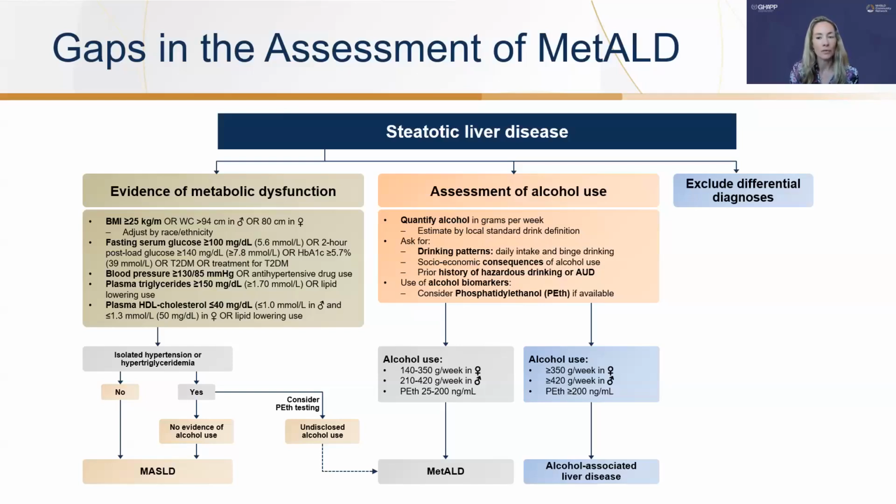And then, of course, you're going to want to always complete your full serologic workup to exclude other etiologies of steatotic liver disease. But we always want to assess for alcohol use in this patient population because, as we've seen, patients who drink alcohol with MASLD and MASH are at risk for progression of their liver disease.